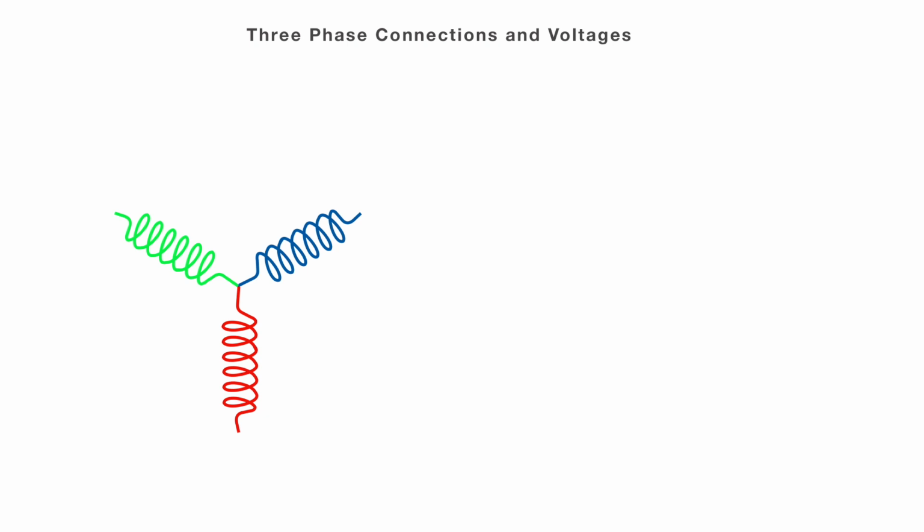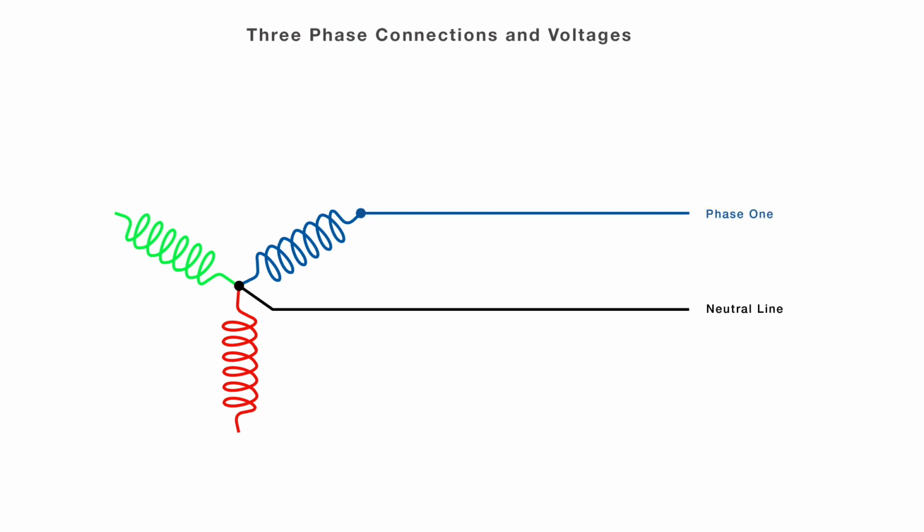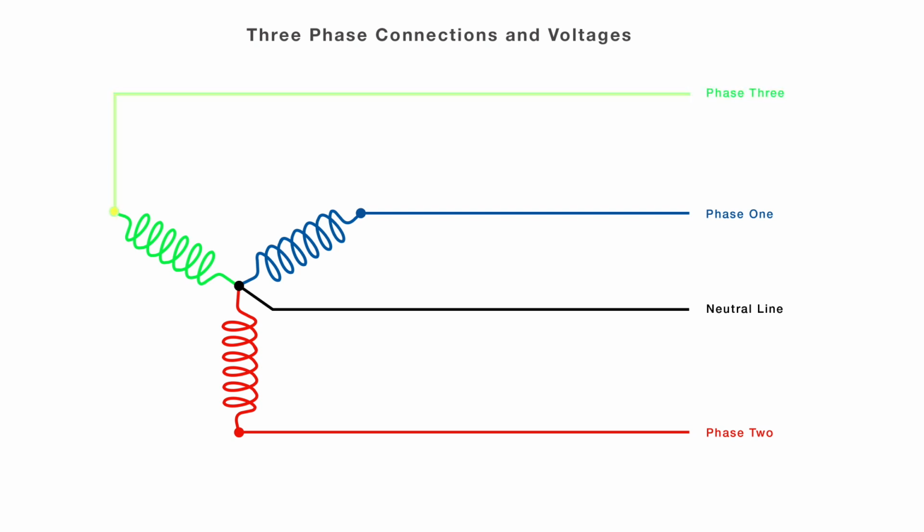In the most common star connection, phase 1, phase 2, and phase 3 are connected in a star format. The neutral line is connected to the center of the star arrangement. Another line is connected to phase 1, then another to phase 2, and then the third phase to phase 3. In a series star connection, the voltage read between phase 1 and neutral is 277 volts.